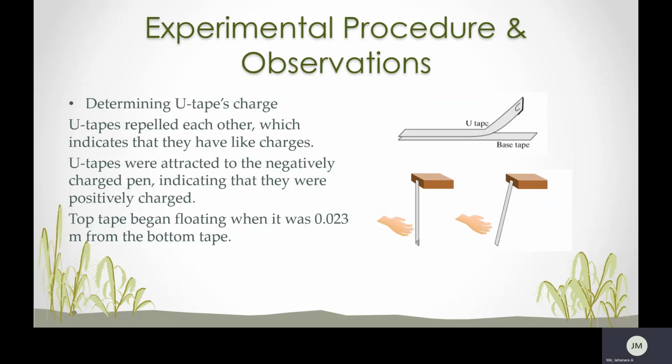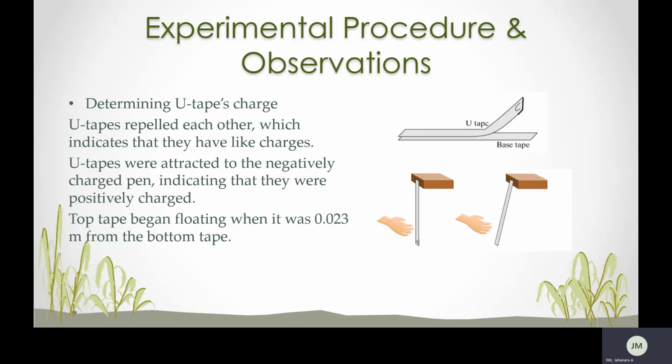For the experimental procedure and observations, we start off with determining the U-tape's charge. The first step was to set a base on a flat surface, which I used as a desk. Then we take a piece of tape of the same length and put a fold at the edge, which becomes our U-tape. In order to determine the charge of the U-tape, we put it next to a negatively charged plastic pen and observe the interactions between them.